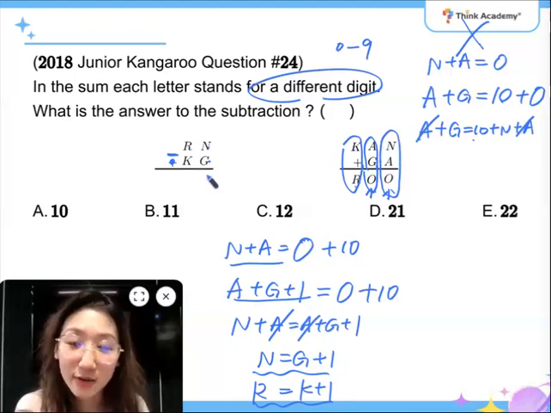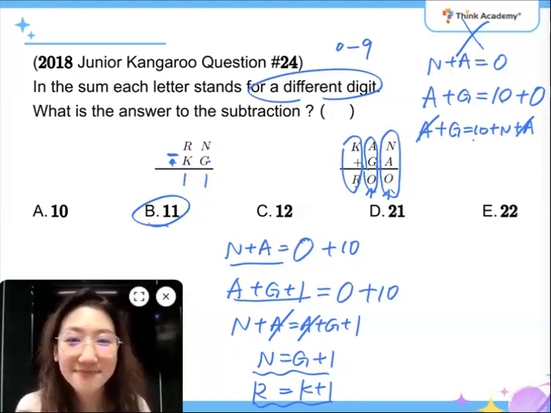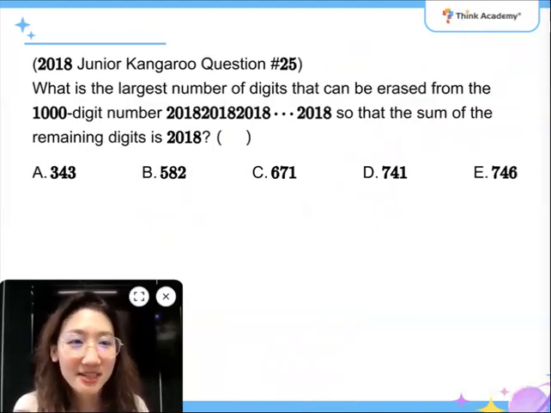So when you do the subtraction, of course, here it'll give you 1, here it'll also give you 1. So 11 is the answer here. Hope it makes sense. Now let's look at the last question. It's a very nice one.